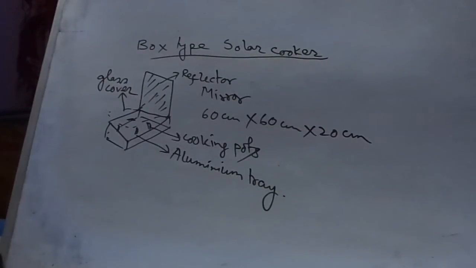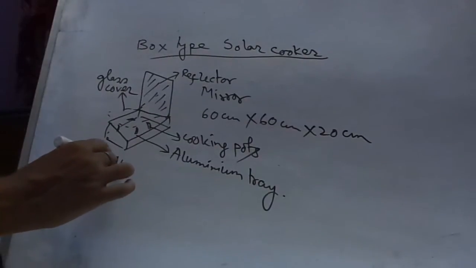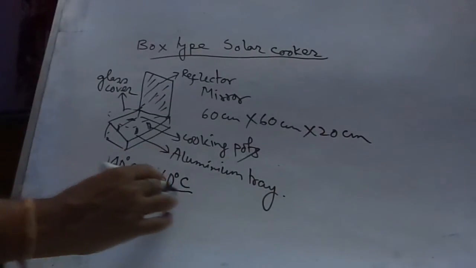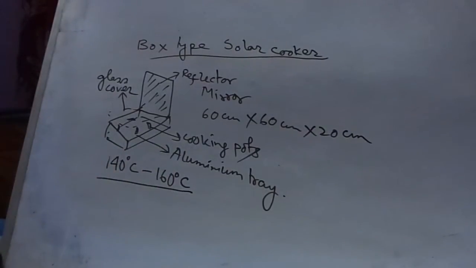Another very important thing, the maximum temperature obtained inside the box is around 140 degrees centigrade to 160 degrees centigrade. This is enough for cooking boiling type foodstuff slowly in about 2 to 3 hours. It is capable of cooking 2 kg of food, and can save up to 3 to 4 LPG cylinders of fuel in a year.